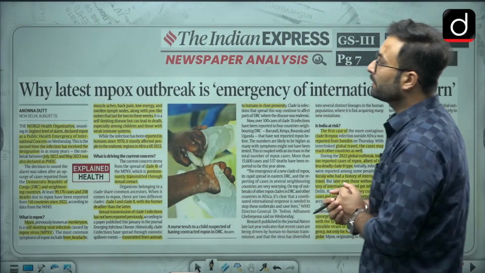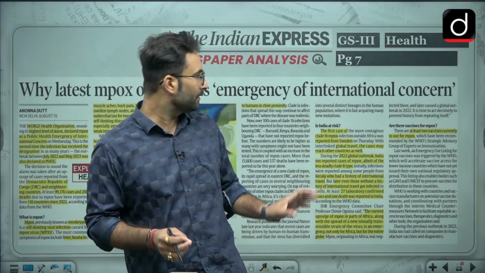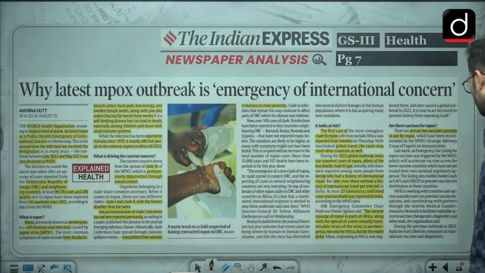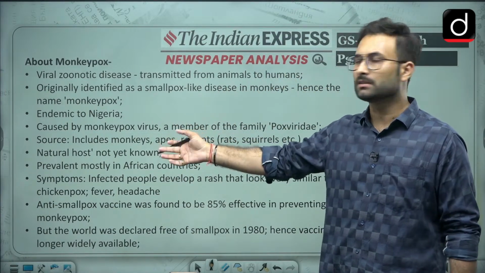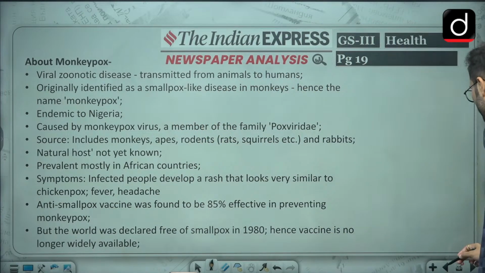Now this is related to Mpox. If we go into details of it, that will be a little bit technical. I will try to go through the whole article, but in the end we will be discussing the factors which are important for us, that is about monkeypox. If they ask something in prelims, that would be sufficient. Right now we will be talking about the article.